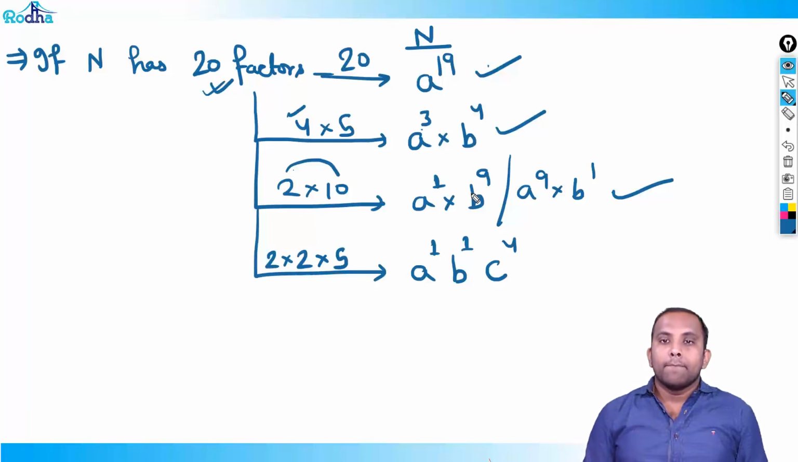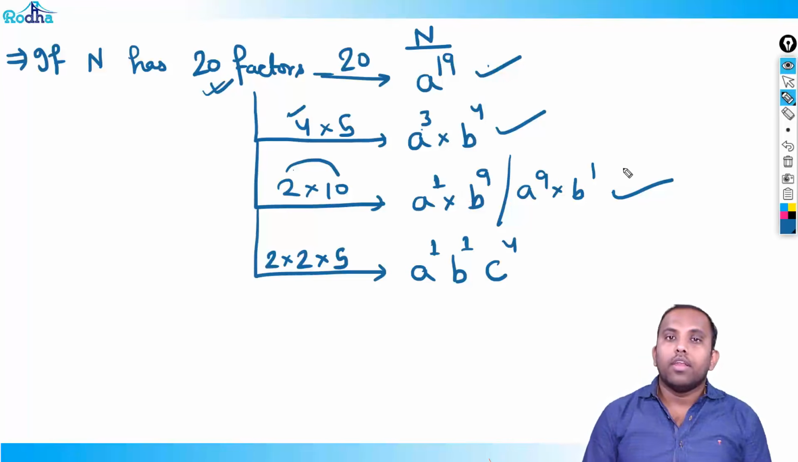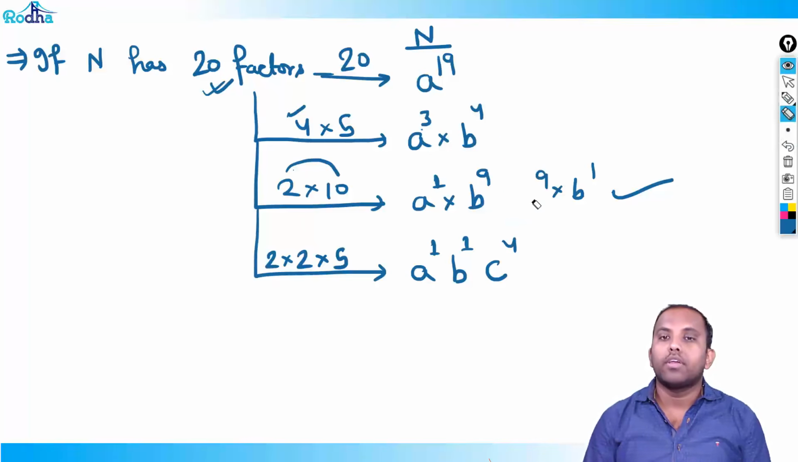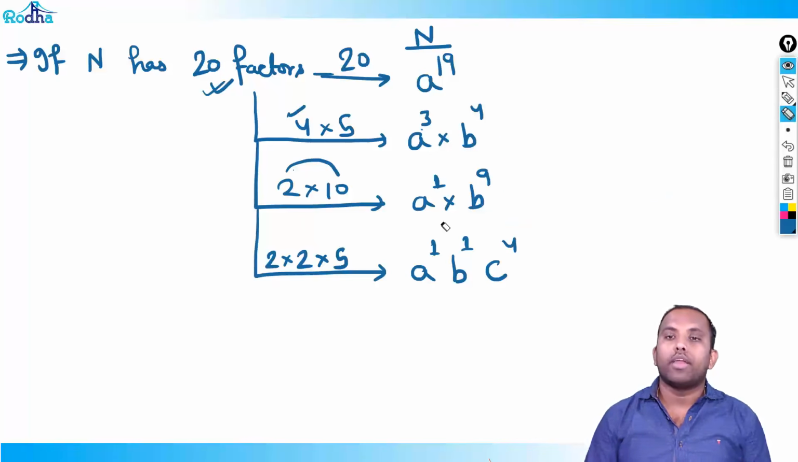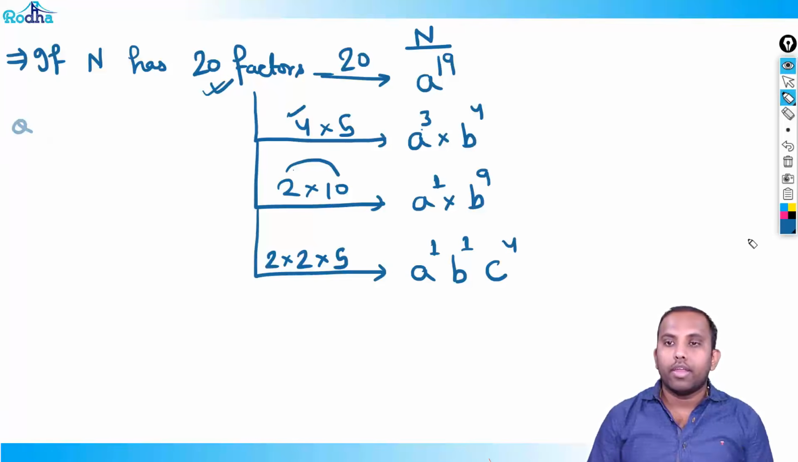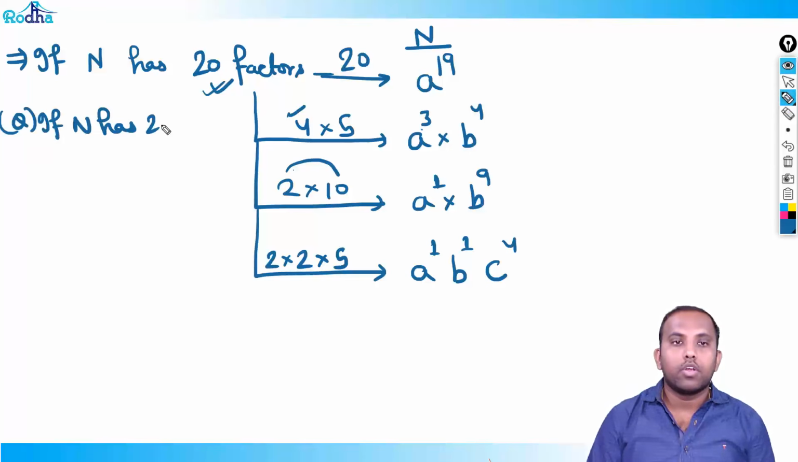Now we'll do one more task here. If n has 20 factors, if I ask you a question here, what is the minimum value of n? Okay, so let me write the question here. If n has 20 factors, what is the minimum value of n? This is the question.